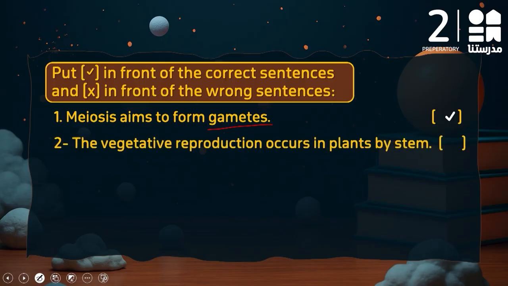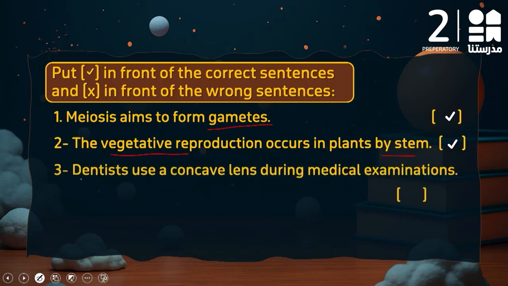Second, vegetative reproduction, which is asexual reproduction in plants by using a part of the plant. It occurs in a plant by stem. Right. Why? Because vegetative reproduction is asexual reproduction that happens in a plant by using a part of the plant, leaves or stem or roots.